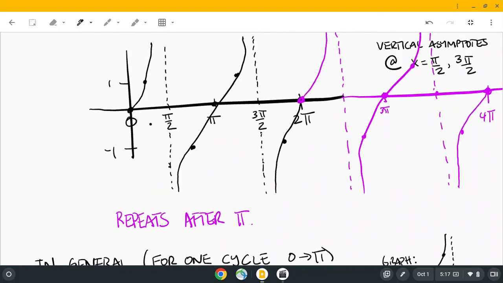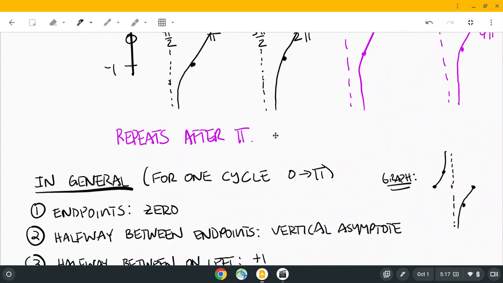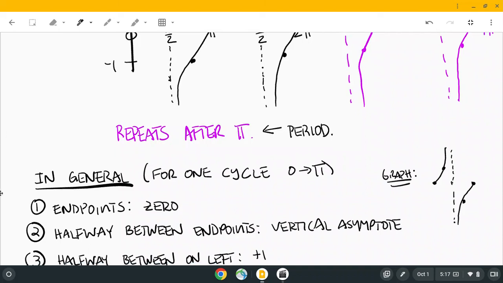And what we see here from 0 to 2 pi is actually 2 cycles, and not just one. Remember, it repeats itself after pi. So this is the period. That is it for tangent. We're going to move on to the other 3 graphs, cosecant, secant, and cotangent. All right, moving right along.